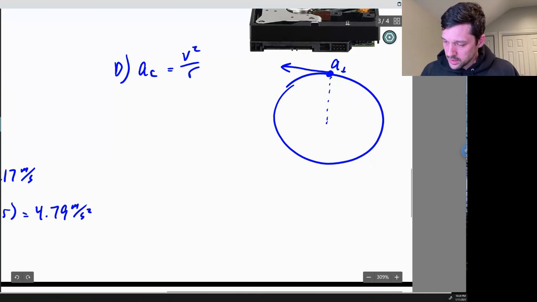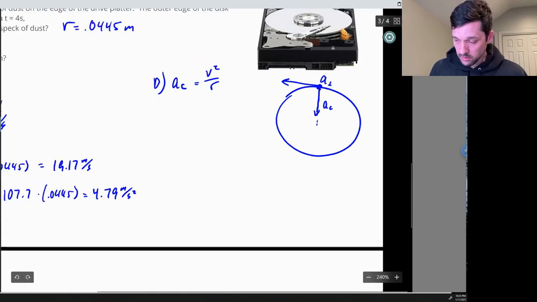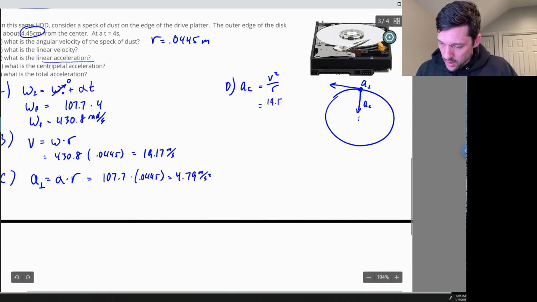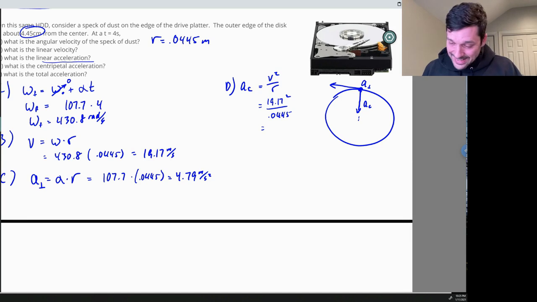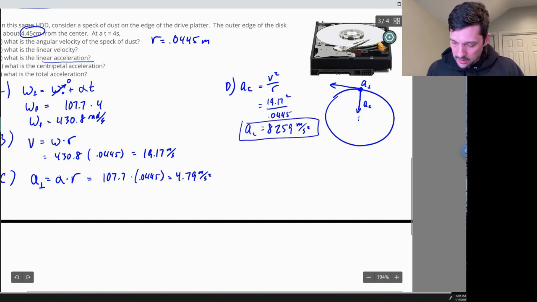What we are now going to find is the centripetal acceleration. What is the acceleration that is keeping it in the circle? And that is the v squared, the linear velocity squared. So that's going to be 19.17 squared over the radius, 0.0445. And that gives us a centripetal acceleration of 8,259 meters per second squared. That really is dominating.